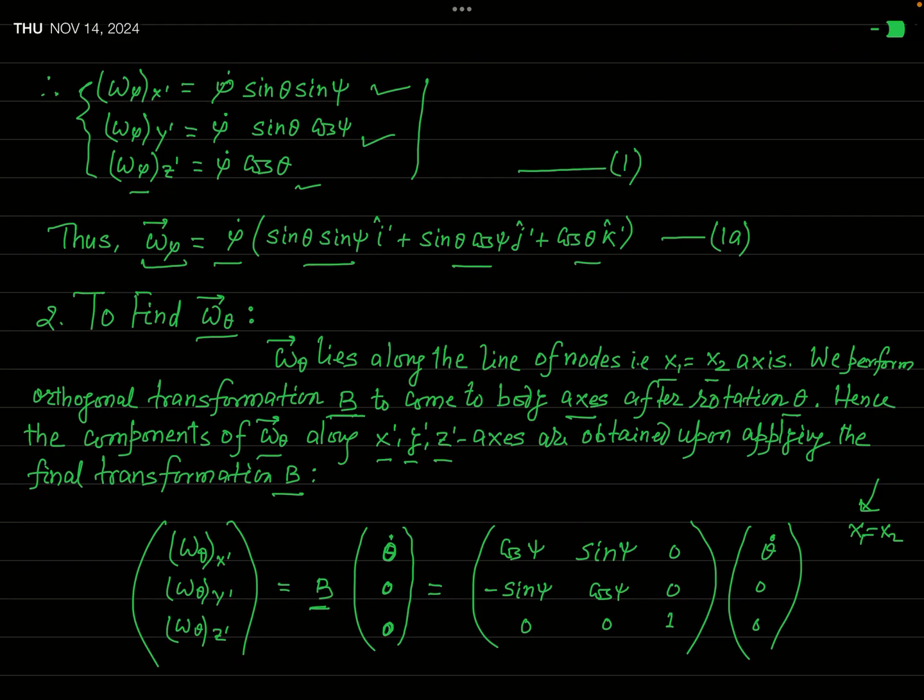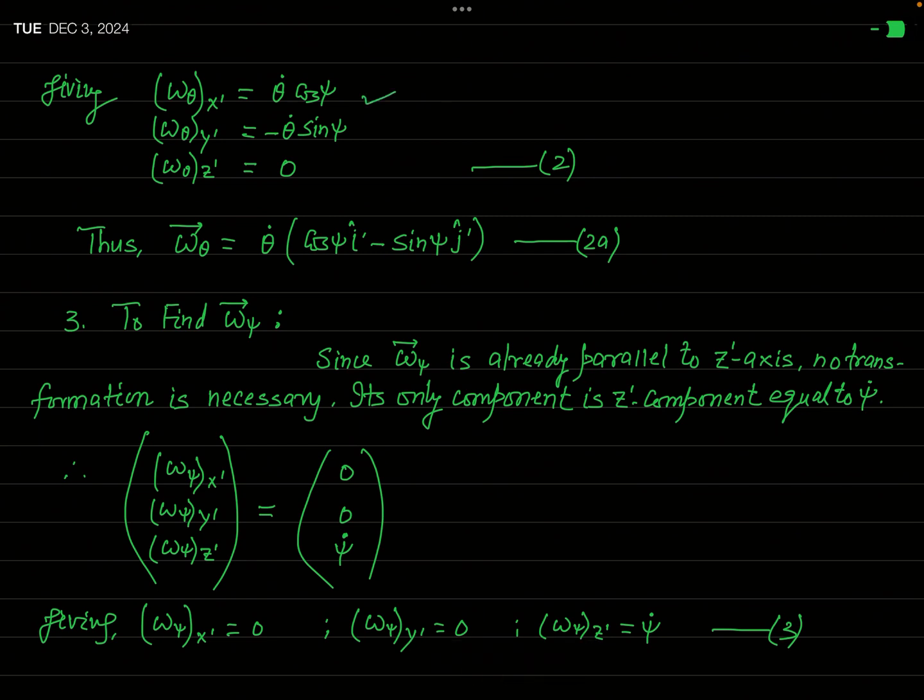Now you can see I have written the expression for this transformation matrix B. You have already learned this in the previous video. And this will be multiplied by the column matrix theta dot, 0, 0. So multiplication is very easy. Again, if your aim is to find this omega theta x dashed, how will you find it? This will be cos psi times theta dot, so theta dot cos psi, plus sin psi times 0, that will be 0, plus 0 times 0, that will be 0. So omega theta x dashed is simply equal to theta dot cos psi. Similarly, you can find omega theta y prime, which will be this much, and omega theta z prime, which is 0.